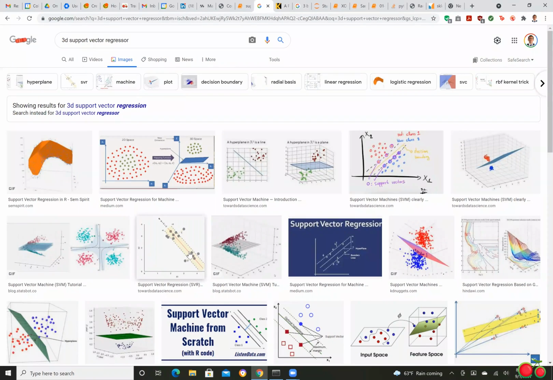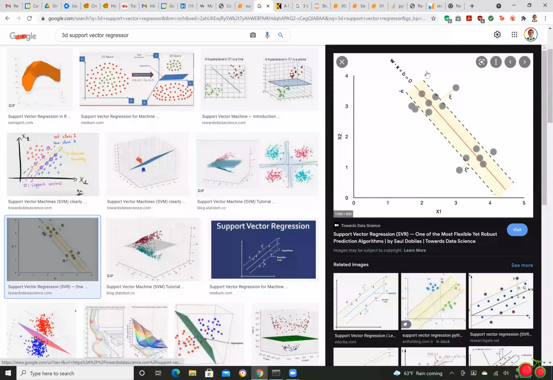Yep. So let's look at this. This is a good picture. Let me move this here. Okay. So see, this is an example of the support vector regressor, right?